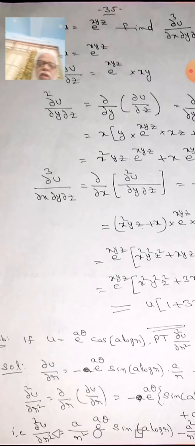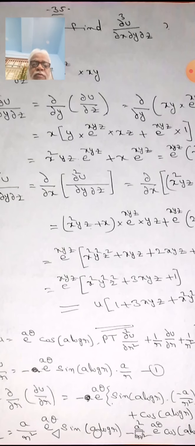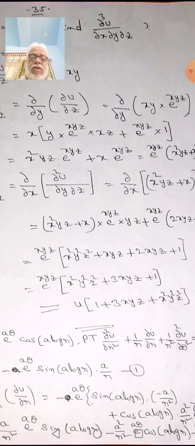First of all, what we have to prove here is dou 2u by dou r2 plus 1 by r dou u by dou r plus 1 by r square dou 2u by dou theta 2. So we want to find dou u by dou r and dou u by dou theta, first and second orders.